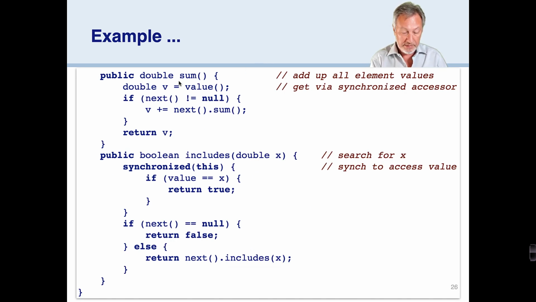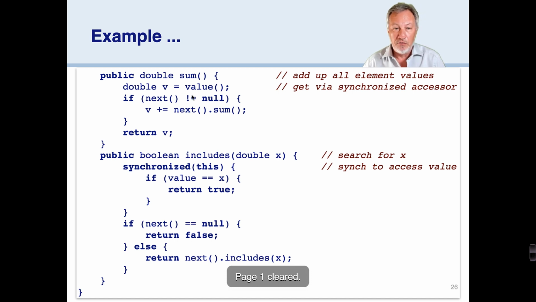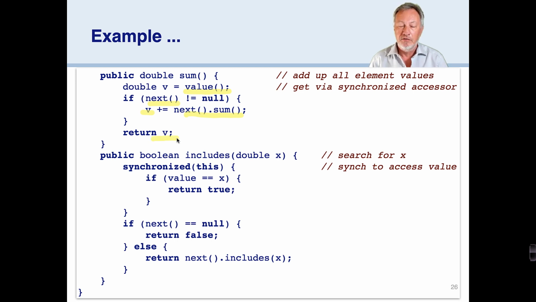A few more methods. Here is a sum method, and the sum method will attempt to compute the sum of this cell and all of the following ones. So if I call sum on the head of the linked list, then it will give me the sum of all of the values in the list. It's defined recursively. So first I pick up the value in this cell. Then I check my next pointer, and if it's not null, then I will add the sum computed by that cell to the value v, and then finally I will return it. So notice the recursion here.